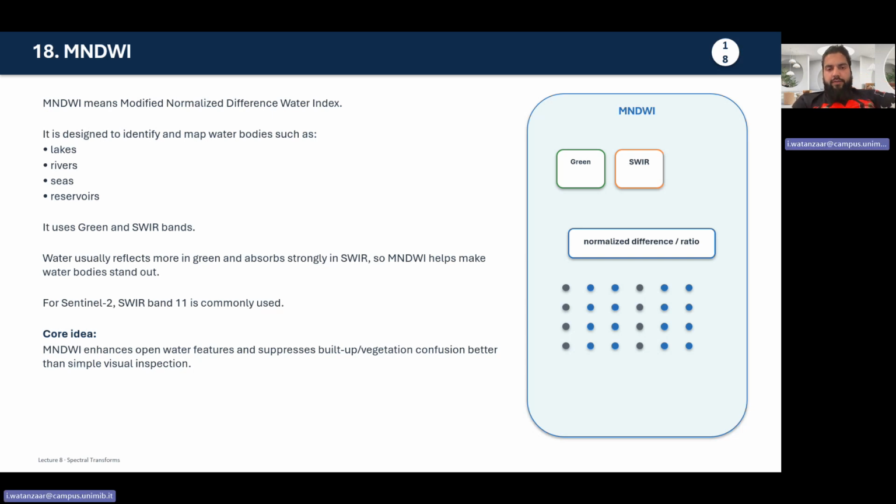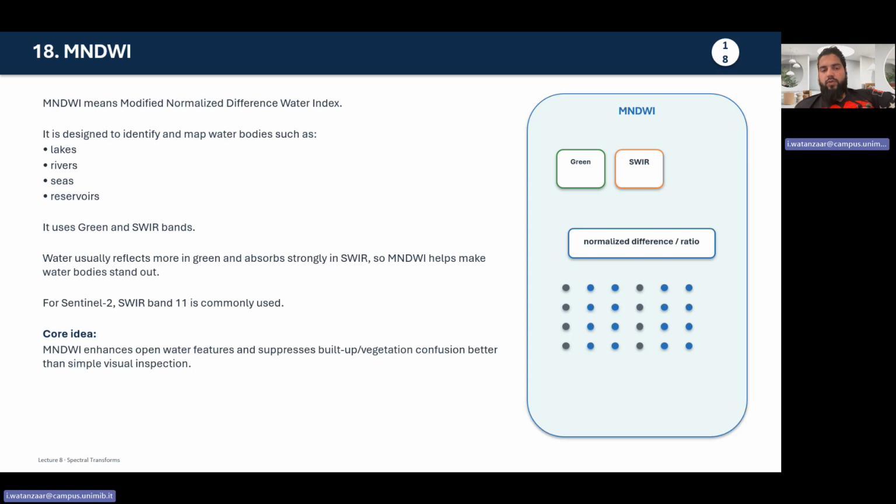The water usually reflects more in green and absorbs strongly in shortwave infrared. So MNDWI helps make water bodies stand out. Stand out means black or dark. So if you see the statement again, water usually reflects more in green, and it absorbs strongly in shortwave infrared. So the main objective of the MNDWI is to help identify or separate out the water bodies.